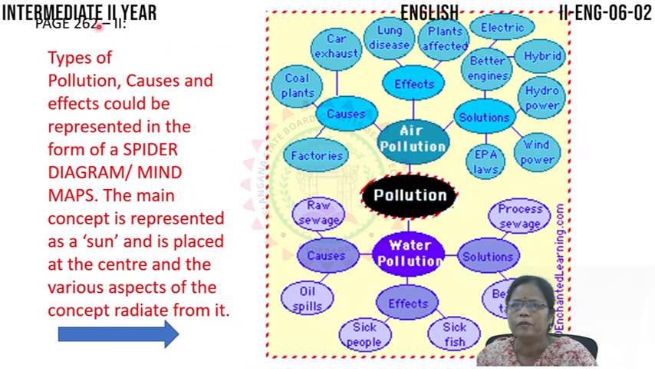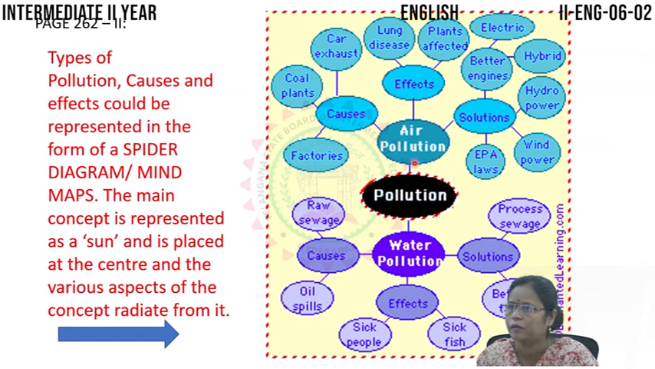So in page number 262, okay, one more passage is given on pollution. Okay, pollution, what are the causes for pollution and what are the effects of this pollution. And it is represented in the form of a spider diagram or mind mapping. Just like a spider at the center, as a sun at the center, the main concept is represented as a sun. It is placed at the center here, and various aspects of the concept radiate from it. Radiates all around like rays.